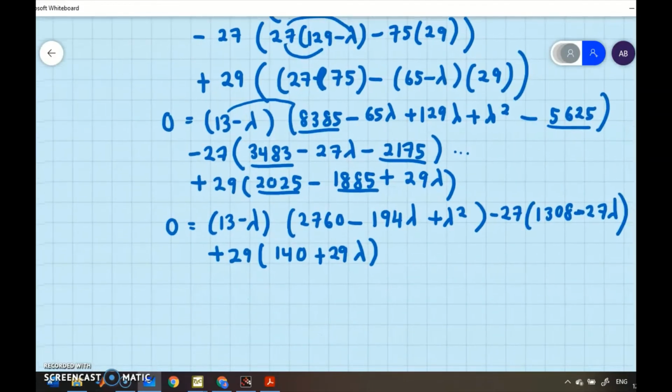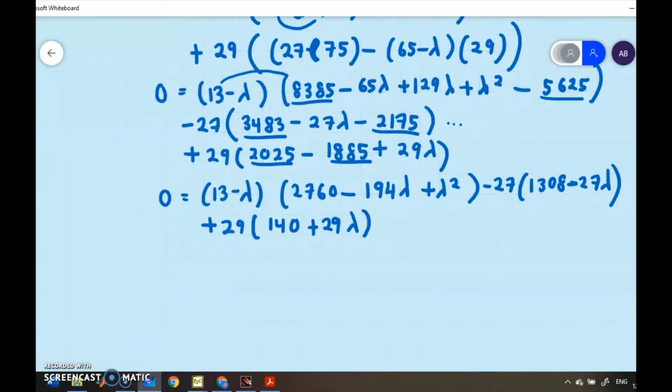Hang in there, guys. Just have to expand it now. Okay, now we have to expand this. This multiplied by this, and then we have 13 times this, this times this, and so on. So let's do this. We have 35880, which is 2760 times 13.